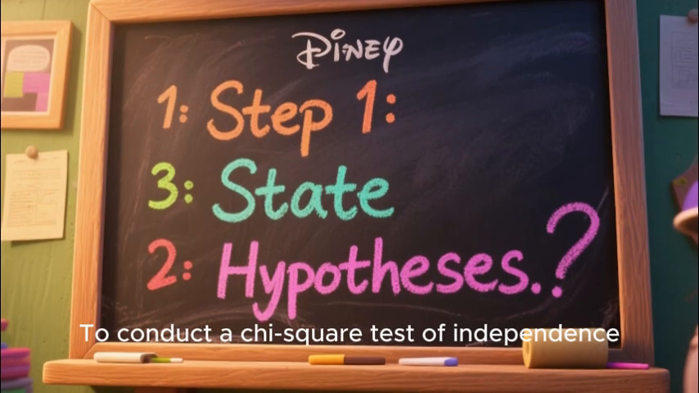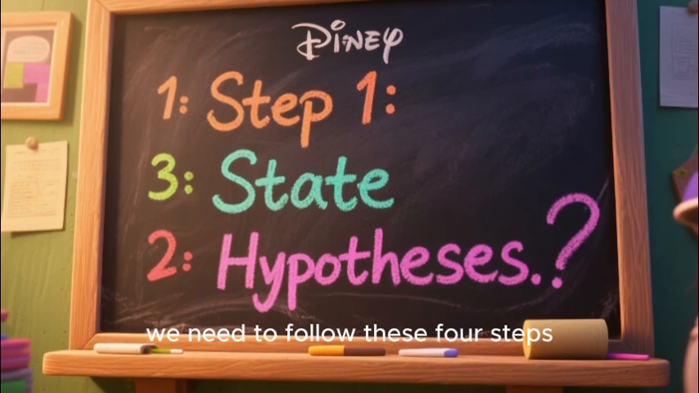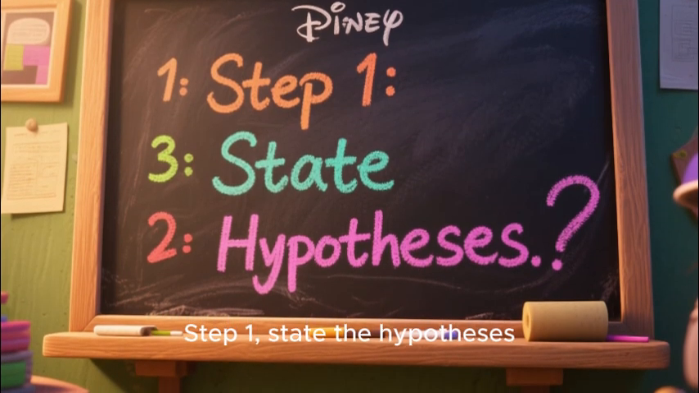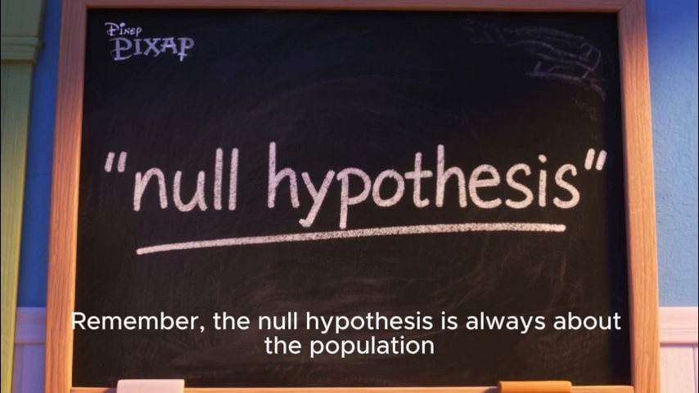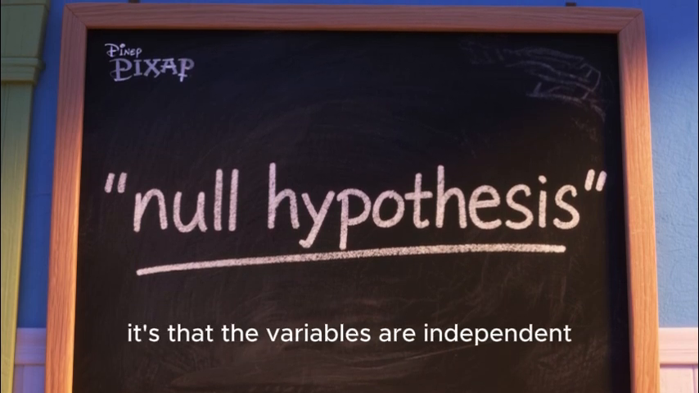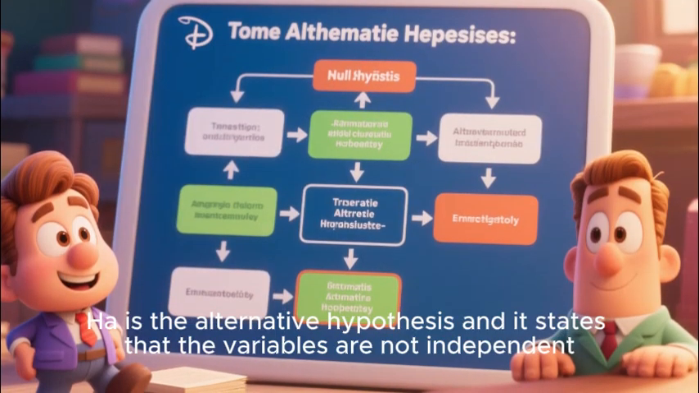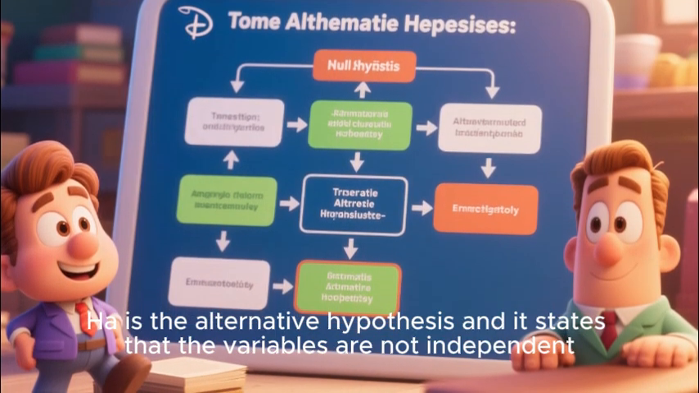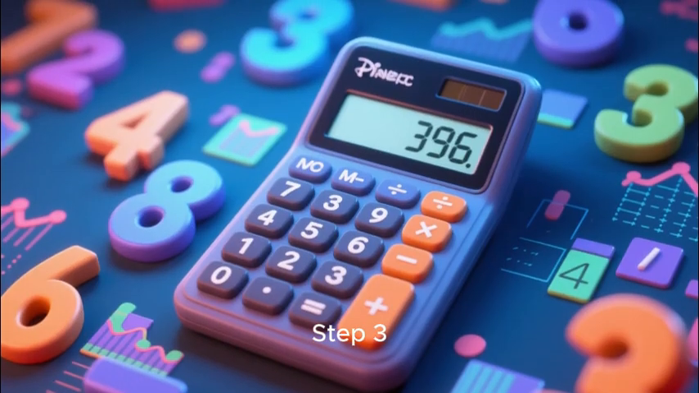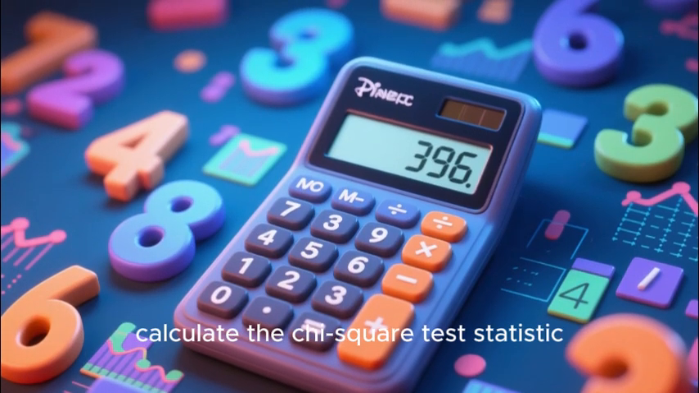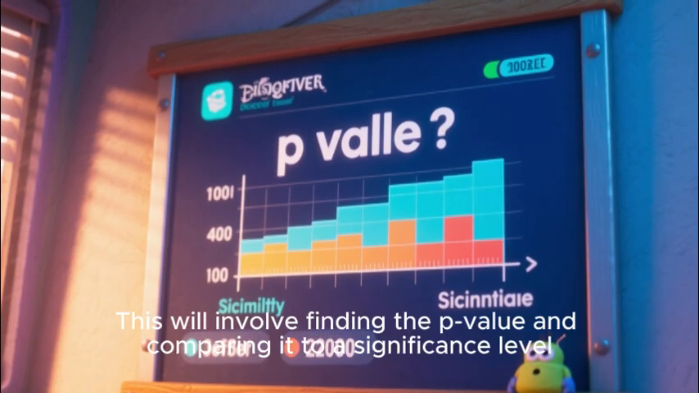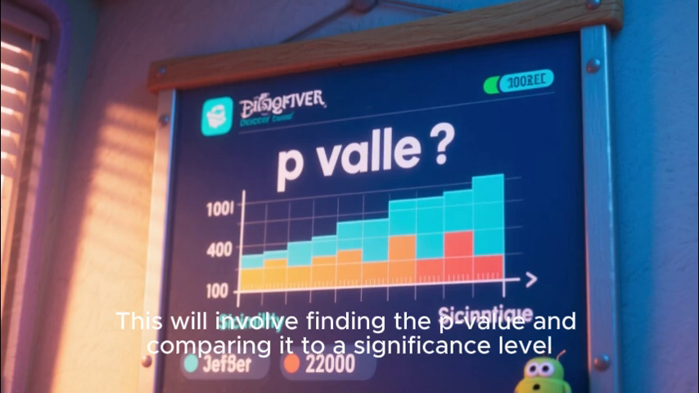To conduct a chi-square test of independence, we need to follow these 4 steps. Step 1. State the hypotheses. Remember, the null hypothesis is always about the population, and in this case, it's that the variables are independent. Then there is the alternative hypothesis, and it states that the variables are not independent. Step 2. Find the expected frequencies. Step 3. Calculate the chi-square test statistic. And Step 4. Make a decision. This will involve finding the p-value and comparing it to a significance level.